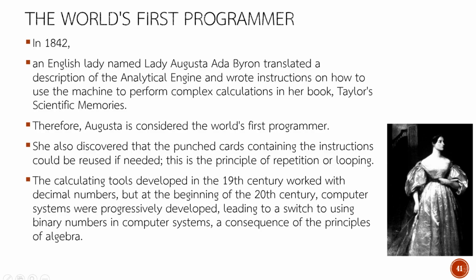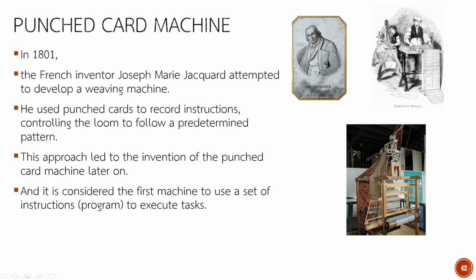The calculating tools developed in the 19th century worked with decimal numbers, but at the beginning of the 20th century, computer systems were progressively developed, leading to a switch to using binary numbers in computer systems, a consequence of the principles of algebra. In 1801, the French inventor Joseph-Marie Jacquard attempted to develop a weaving machine.